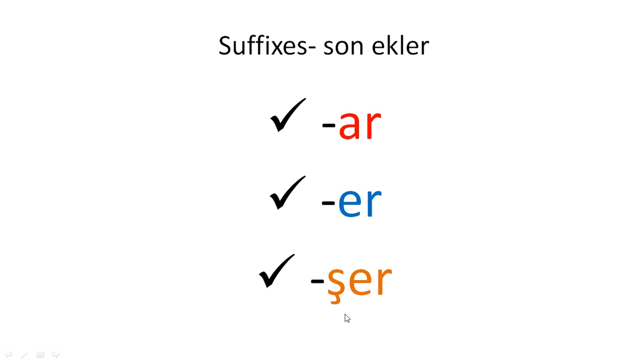Now let's see the suffixes. Which suffixes work well here? We use ar, er, and şar, şer. When you say şar, we also say şer. We use four suffixes to talk about distributive numeral adjectives.